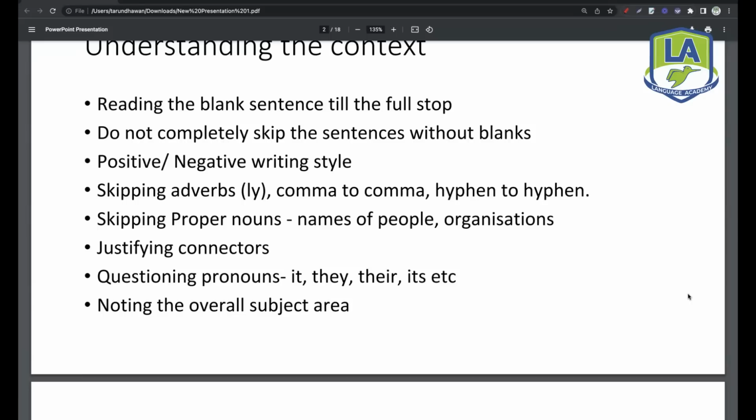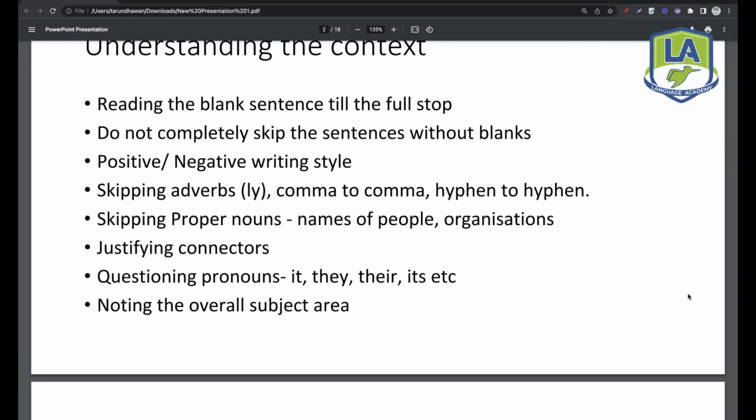Then when we start reading our sentences, sometimes the sentences are very long. So to shorten the sentences, you can always eliminate a few words from that particular sentence. For example, all the words which end with ly, which are adverbs, are not really important. They don't hold any meaning when we are looking for the answer. So you can always omit them.